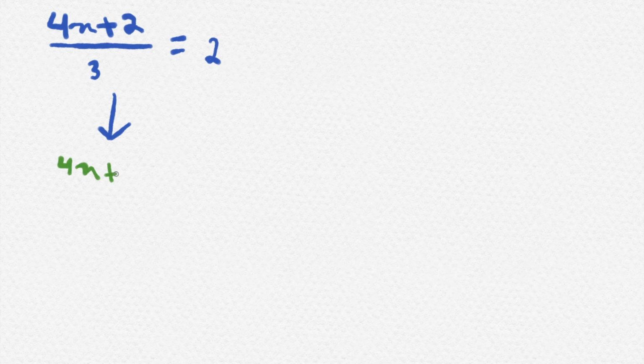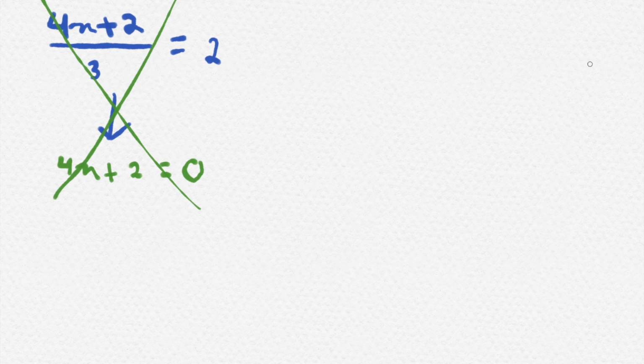Our next example will be (4x + 2) divided by 3 is equal to 2. Now we can bring this down. So 4x + 2 will be equal to 0. However, this is wrong. We cannot do this in all cases. So (4x + 2) divided by 3 is equal to 2. I'll show you why this does not work.